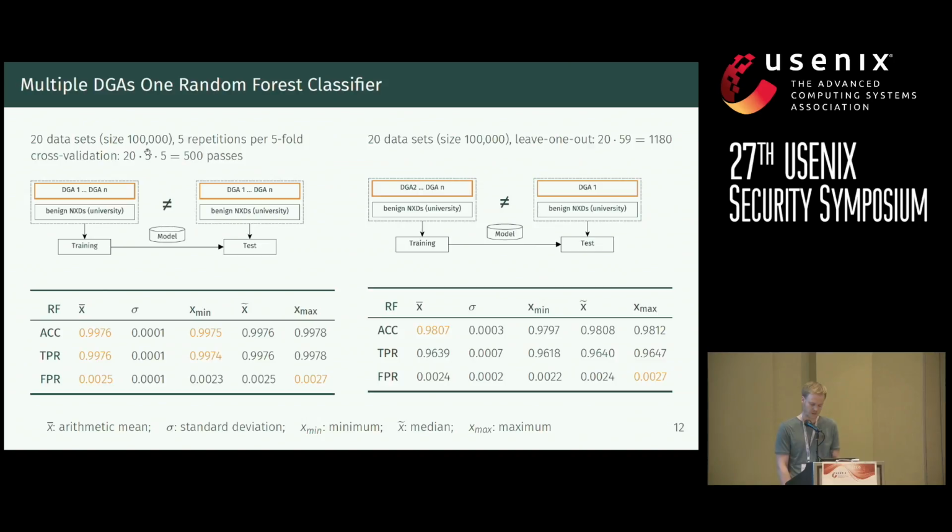The table below again shows a statistical summary of the results, and it's important to note here that the accuracy is slightly lower than in the experiment before, but only because the true positive rate is slightly lower. The false positive rate is almost the same in this experiment, which means that in the worst case we may miss some unknown domains, but we do not increase the number of false positives.